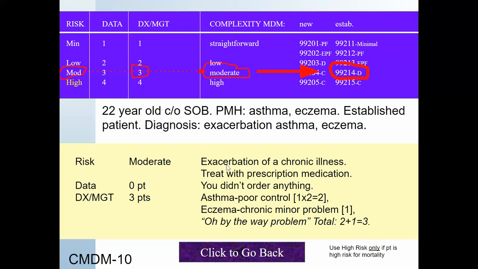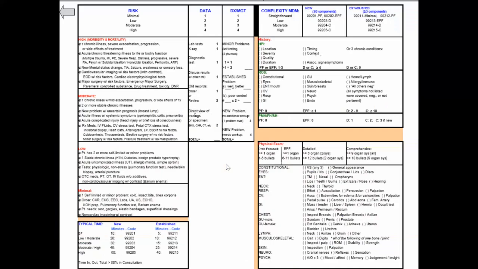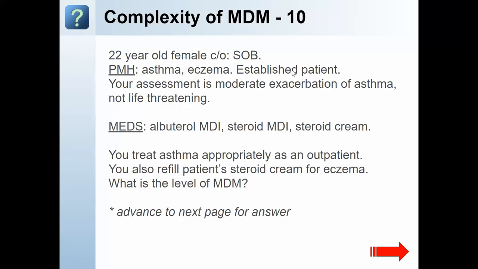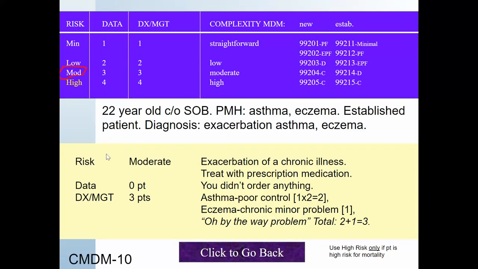And as we saw on our teaching tool, and let's jump over to look at the worksheet, anytime we use prescription medication, it's moderate risk. And anytime we have a chronic illness with an exacerbation, a mild exacerbation, it's moderate risk. So we have two things that justify the use of moderate risk. And our example, again, is risk is moderate. Again, exacerbation of a chronic illness or treat with prescription medication.